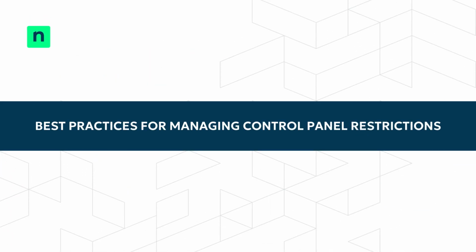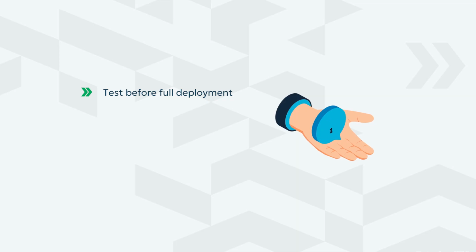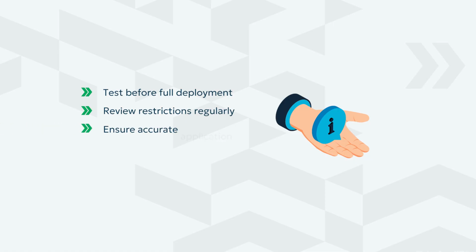Best practices for managing control panel restrictions. Finally, here are some best practices to remember when managing control panel restrictions. Test before full deployment. Use a subset of machines to avoid wide-scale disruptions. Review restrictions regularly. Microsoft is transitioning many settings from the control panel to the Settings app. Ensure accurate application. Validate changes after each update.